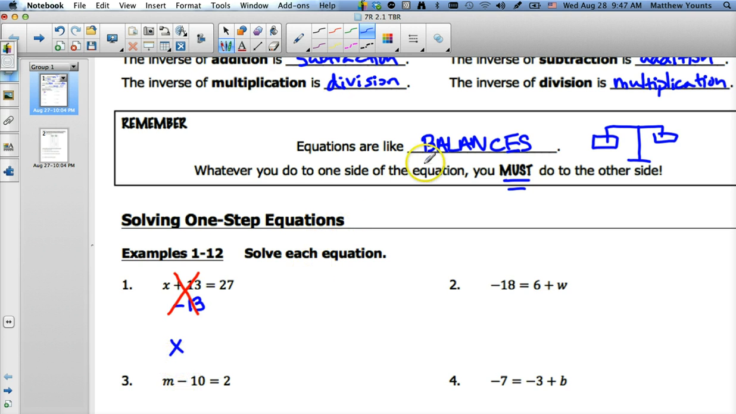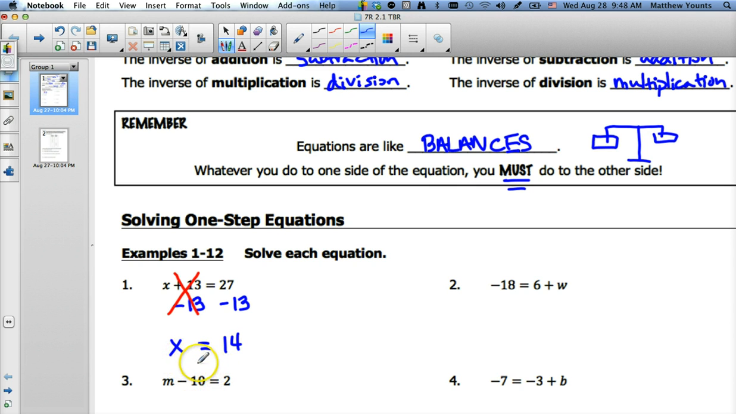But if you remember what we said up here, equations are like balances, so whatever you do to one side of your equal sign, you have to do on the other side as well. So now we're going to go to the right side of my equal sign, and I have to subtract 13, just like I did here on the left side, on the right side. 27 minus 13 is 14, and so this gives us x equals positive 14.